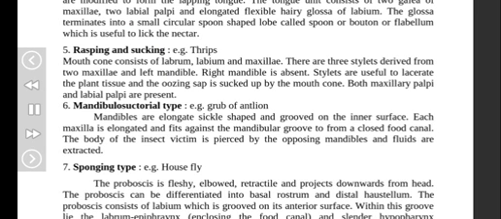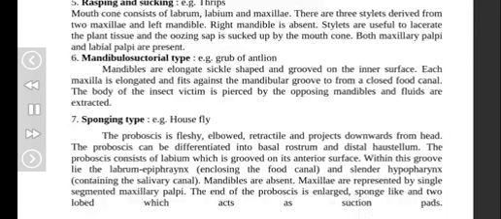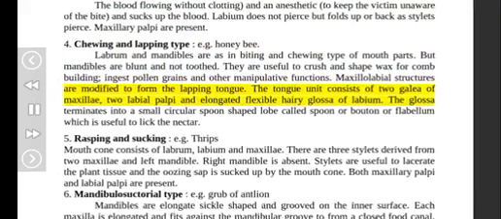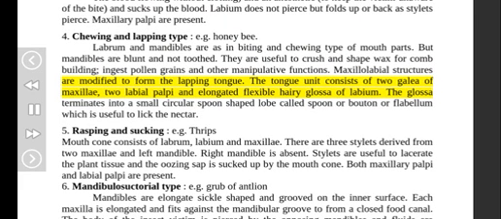4. Chewing and lapping type, e.g. honeybee. Labrum and mandibles are as in biting and chewing type of mouthparts, but mandibles are blunt and not toothed. They are useful to crush and shape wax for comb building, ingest pollen grains and other manipulative functions. Maxillolabial structures are modified to form the lapping tongue. The tongue unit consists of 2 galeae of maxillae, 2 labial palpi and the elongated flexible hairy glossa of labium. The glossa terminates into a small circular spoon-shaped lobe called spoon or bouton or flabellum, which is useful to lick the nectar.